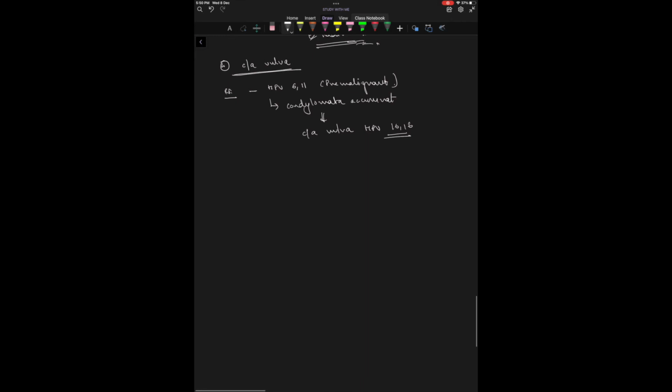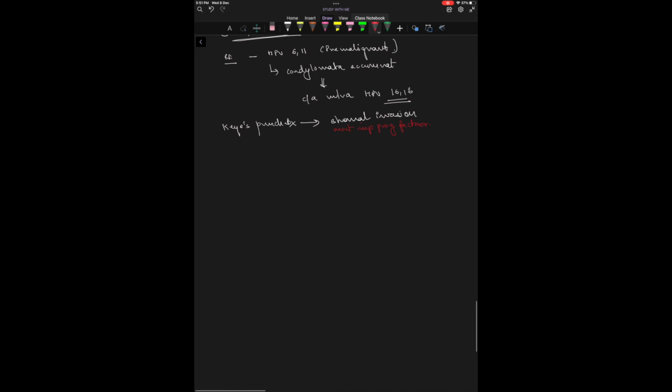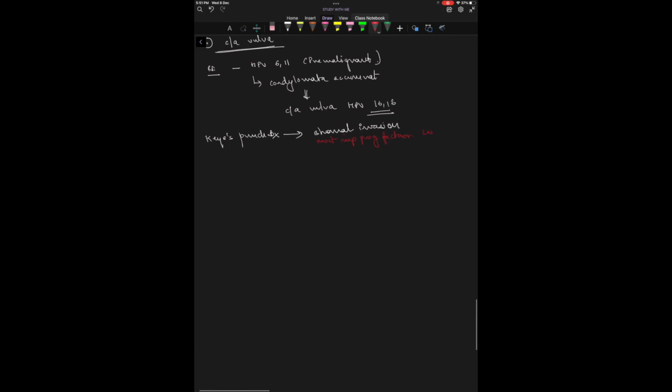Then what do we do? We do a Keyes punch biopsy and we look at the stromal invasion, because stromal invasion is the most important prognostic factor in CA vulva, right? Also lymph nodes or stromal invasion. They won't give you both options, but remember this point, this is important.